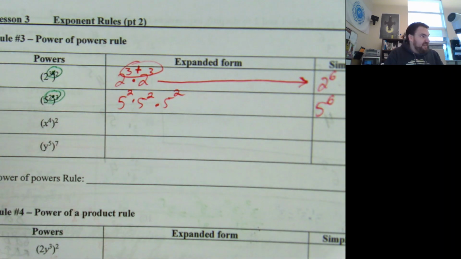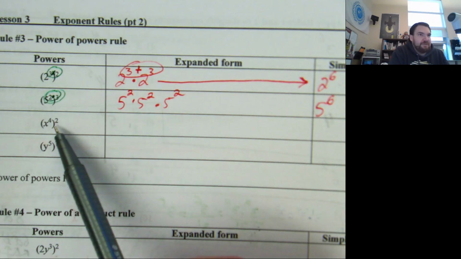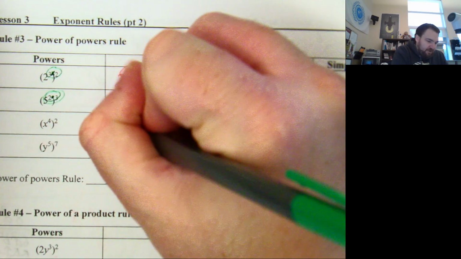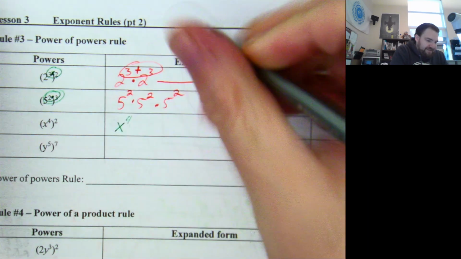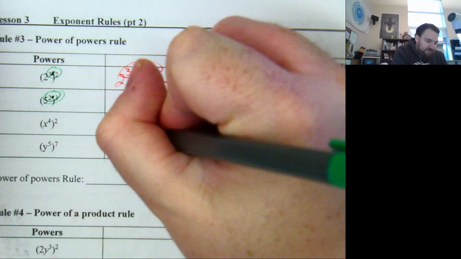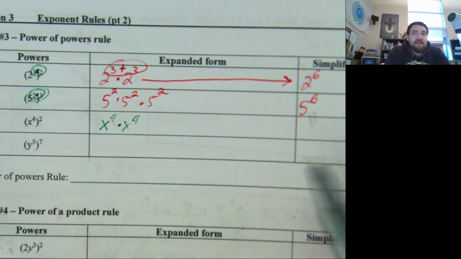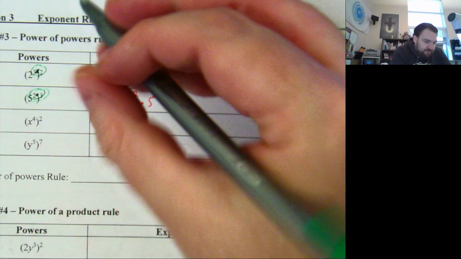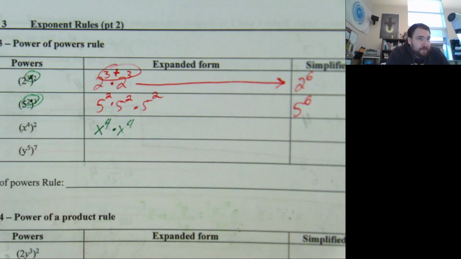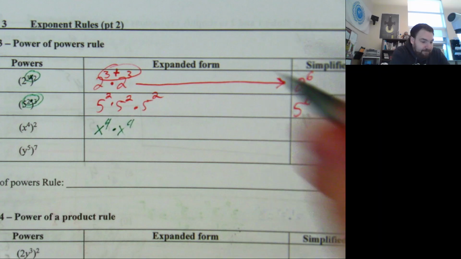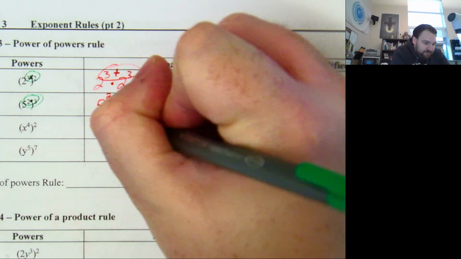Okay, let's do another example with letters. Squaring something means multiplying it by itself. So x to the 4 squared is going to be x to the 4 times x to the 4. What am I going to get if I apply the rule we learned yesterday? Yeah, Dakota. We're going to add them. 4 plus 4 is 8.